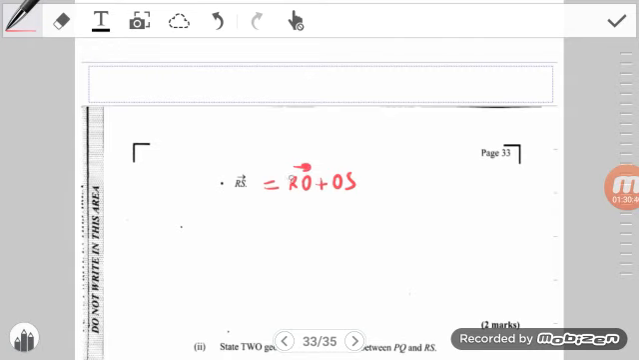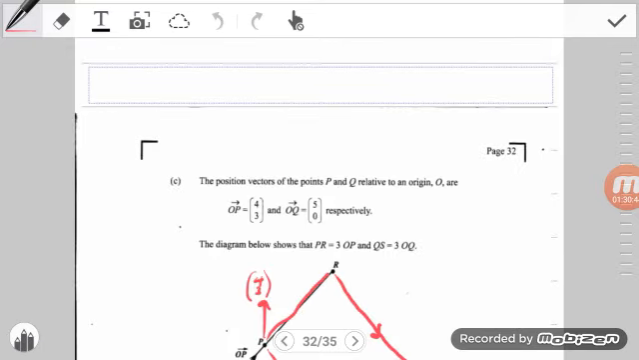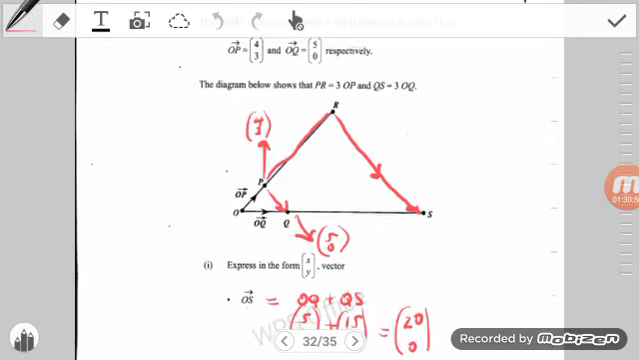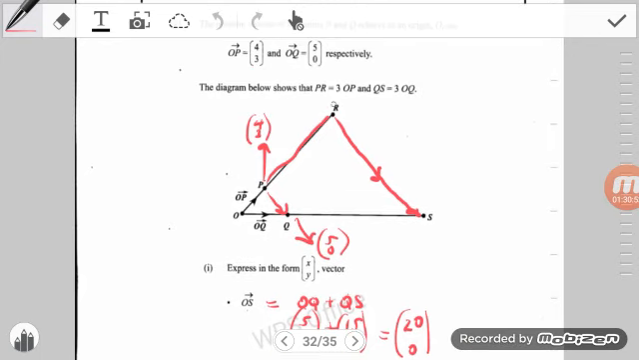Do we have OR? Was it asked of us to find OR? We don't have OR. That's not bad, because we can easily find that OR is going to be the vector OP plus PR. Right? Because OR is just 2 pieces of line. This little piece here plus this little piece here.